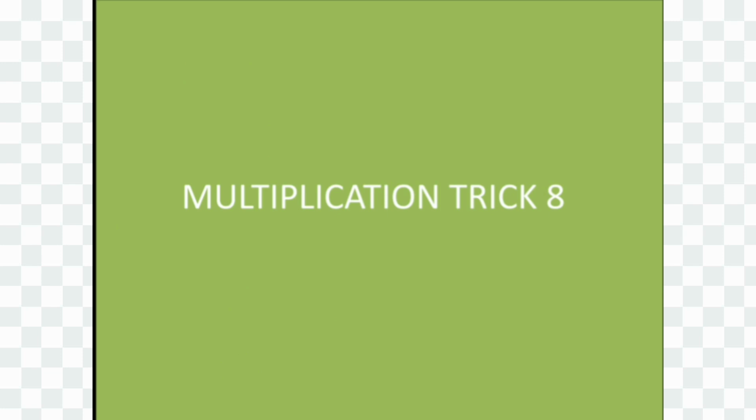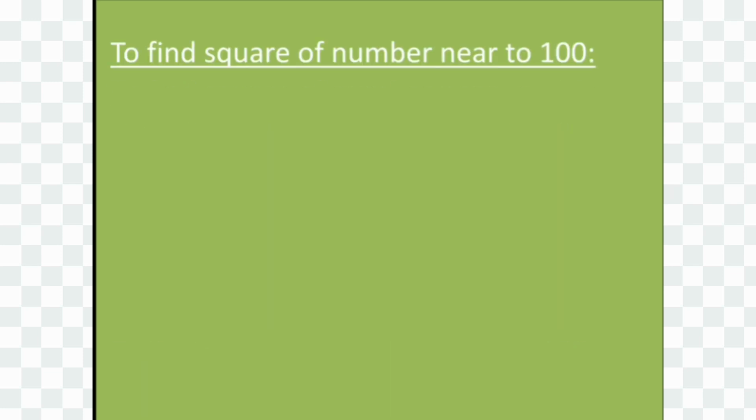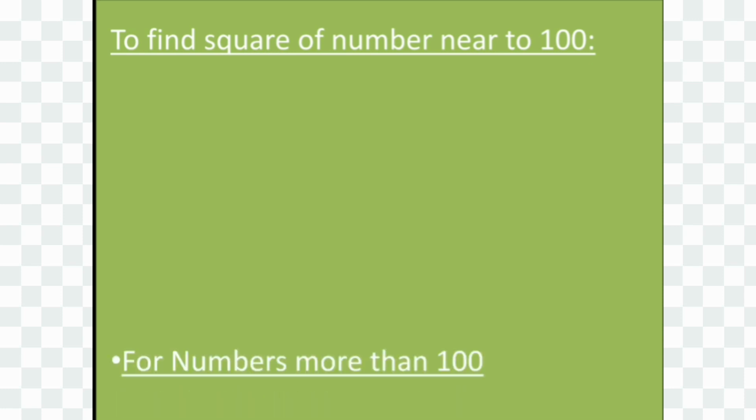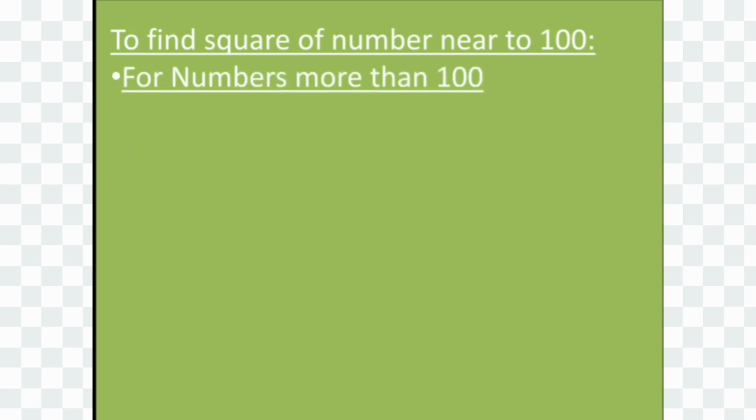So let's go for the next trick, multiplication trick 8. We have seen the square of a number near to 100 for numbers less than 100. Now let's see for numbers more than 100. See, it's almost similar to the before trick what we have seen. For example, to find the square of 101. Since it is more than 100, we have taken 101.